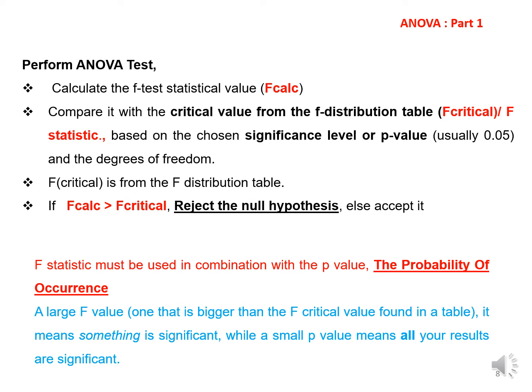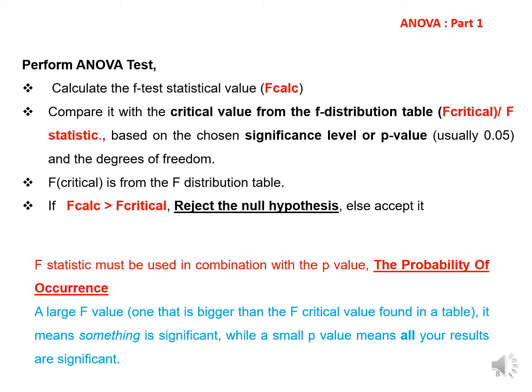After stating the null hypothesis and the alternative hypothesis, we perform the ANOVA test. In the ANOVA test, the first thing we need to do is calculate the F statistical value. Then compare it with the F critical value based on a significance level and degree of freedom. The F critical value is obtained from the F distribution table based upon the degrees of freedom. If our calculated F value is greater than the F critical value, we reject the null hypothesis.